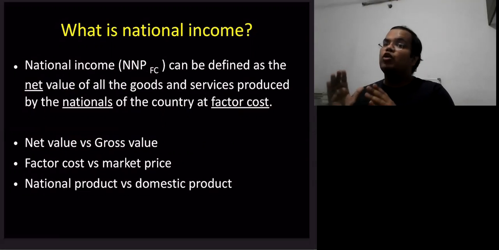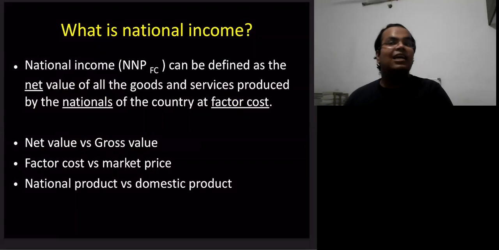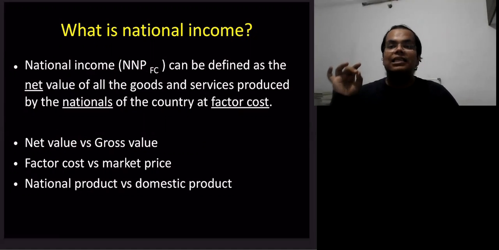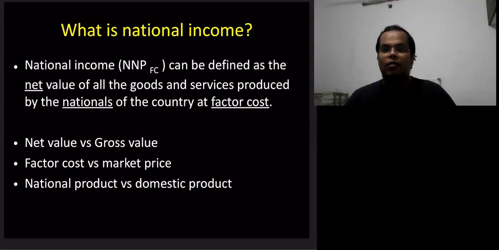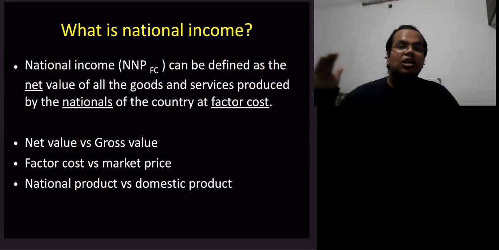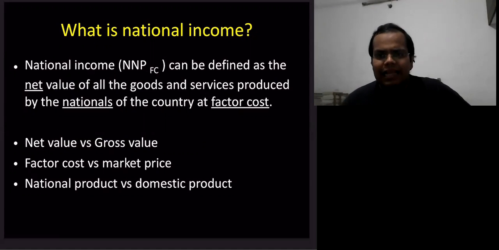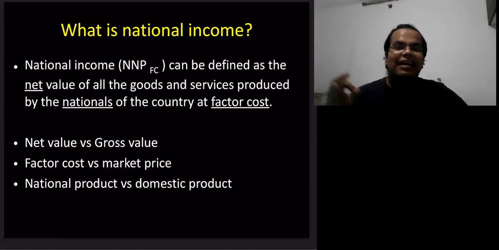Now I told you when we are talking about the income of a country, it can be measured in 8 different ways. But when I'm talking about national income, there is just one metric that we need to be talking about. It is net national product at factor cost, NNP at FC. It is defined as the net value of all the goods and services that are produced by the nationals of the country at factor cost.